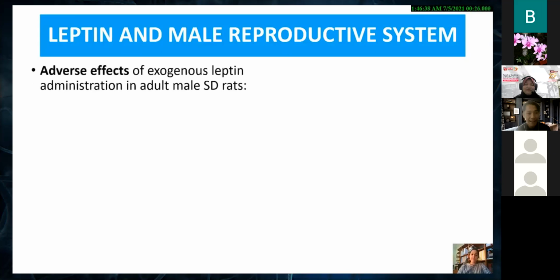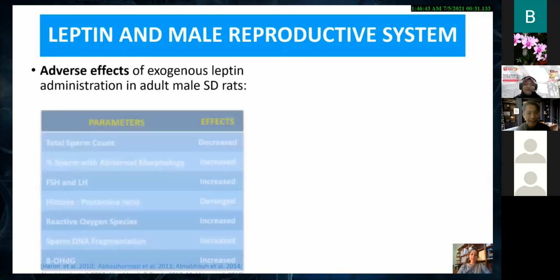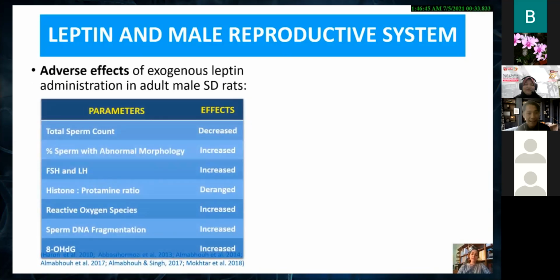Studies conducted previously, including those in our lab, have shown that exogenous leptin administration in adult male Sprague-Dawley rats resulted in a decrease in the total sperm count, an increase in percentage of sperm with abnormal morphology, an increase in the levels of FSH and LH, derangement in histone to protamine ratio, increase in reactive oxygen species, increased sperm DNA fragmentation, and an increase in the levels of 8-hydroxy-2-deoxyguanosine or 8-OHdG. These increased levels of reactive oxygen species may lead to a state of oxidative stress, which in turn could have led to all these negative effects of leptin on the male reproductive system.